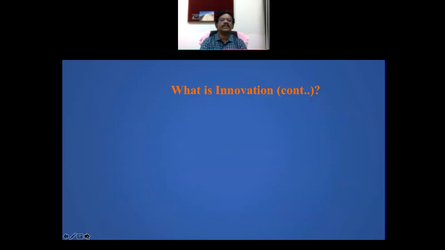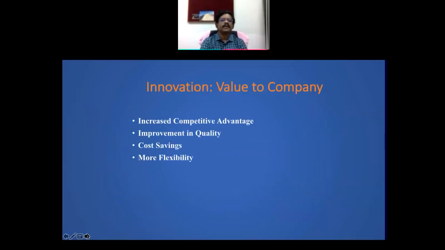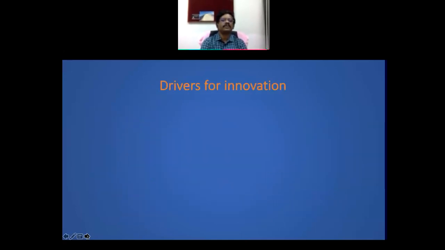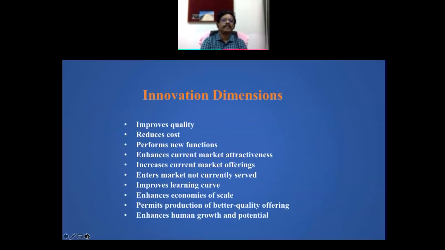Let me come out with another important thing. If you look at the innovative dimensions, it is all about improving quality, reducing cost, and performing new functions, enhancing the current market attractiveness, increasing the current market offerings, entering markets not currently served, improving the learning curve, enhancing economies of scale, permitting the production of better quality offerings, and enhancing human growth and potential. So these are some dimensions.